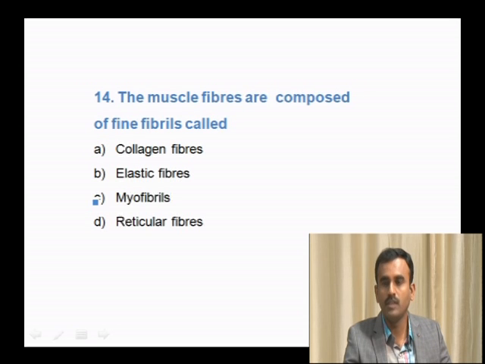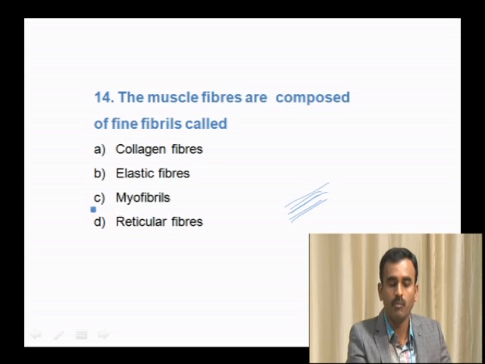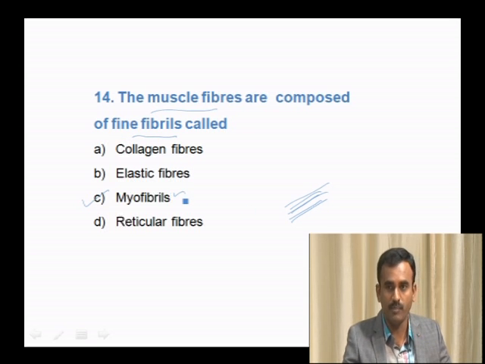Next question. The muscle fibers are composed of fine fibrils called. The muscle fibers consist of thin bundle-like or thread-like structures which are called myofibrils. Collagen fibers, elastin fibers and reticular fibers are not associated with muscle fibers. The fine thread-like fibrils of muscle fibers are called myofibrils. Answer for this question is option C.